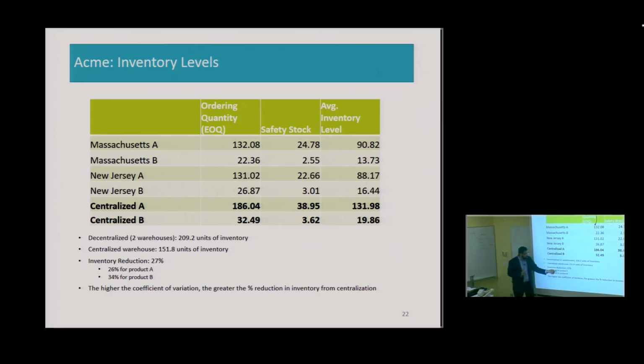So what basically I'm trying to point out is that when you do centralize, overall you'll gain inventory reduction, but it will not be the same reduction for each SKU. Highly variable SKUs with high CVs, percentage variation, will get bigger savings than SKUs which don't have high variability. Okay? So the savings would vary by SKU, and you'll get an overall savings in inventory reduction.